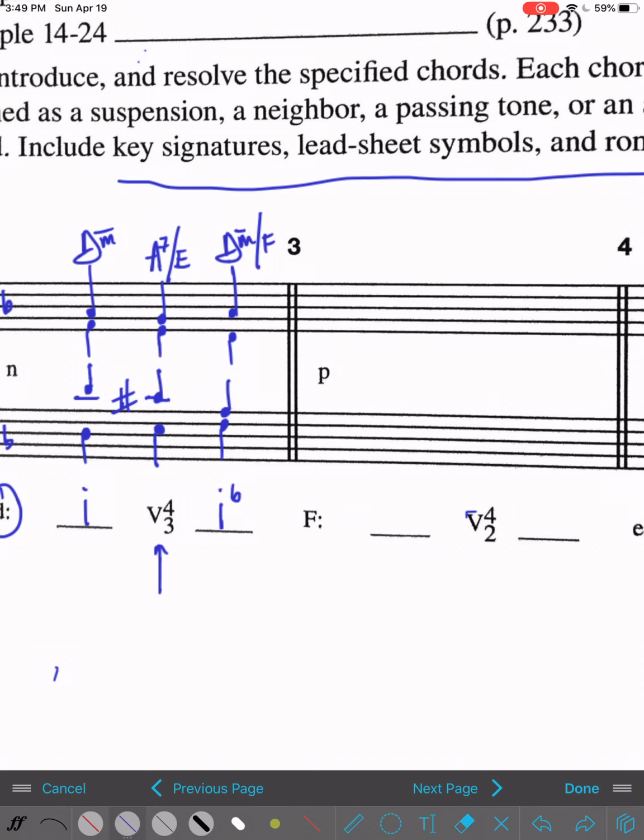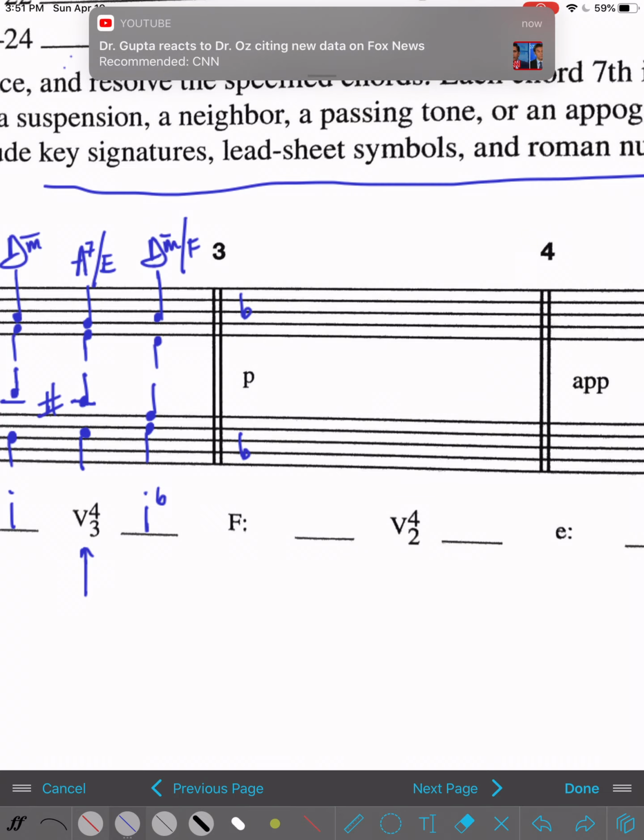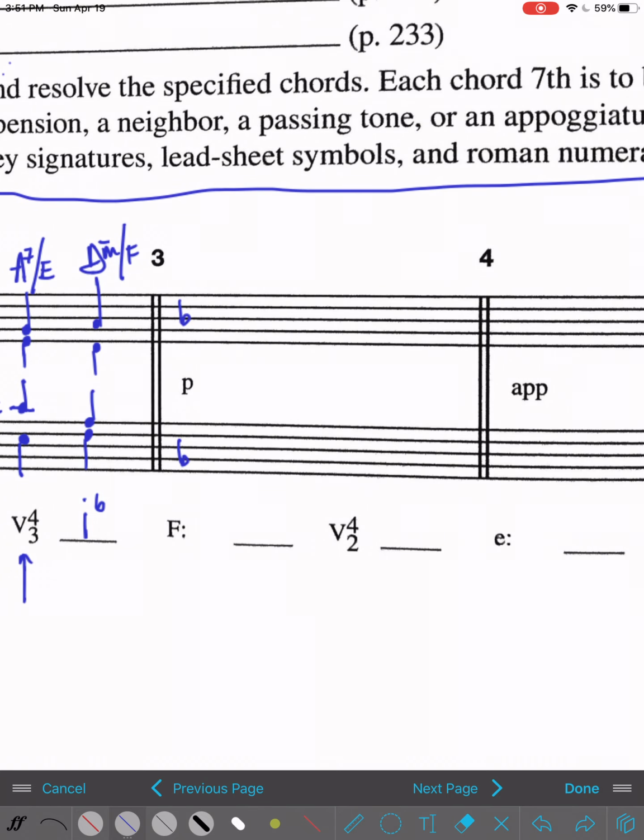Let's do our passing figure here. Okay, so again, let's figure it out. So first thing we want to do is we want to write our key signature. Let's do it here. Okay, and so, excuse me. So let's write our seventh of the chord in the bass here. So 5-4-2. Okay, what's a dominant chord in the key of F major?